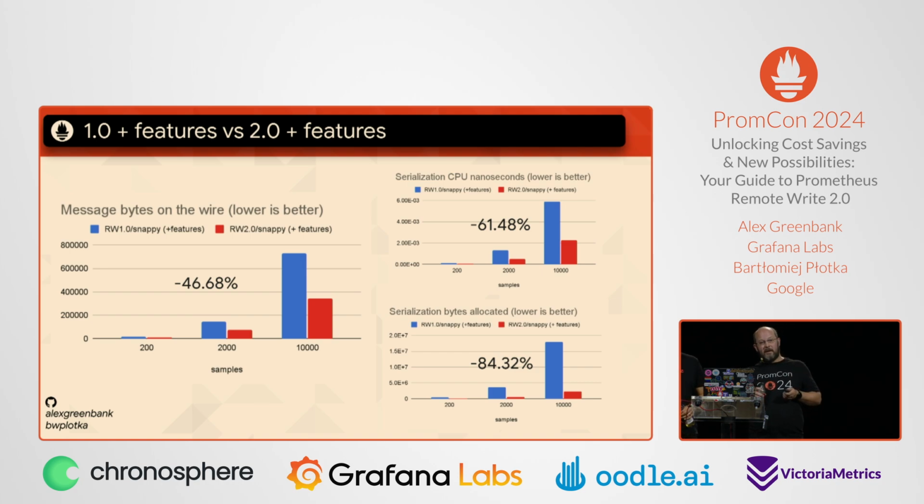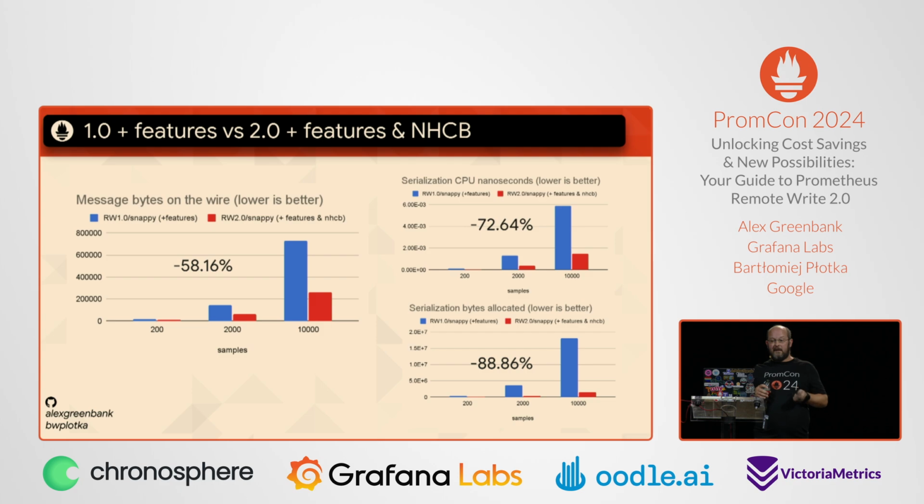We've got one more thing we can enable. If we turn on native histograms with custom buckets, it gets even better. More than 50% reduction in payload size, over 70% reduction in serialization CPU time, and a nearly 90% reduction in memory allocations during serialization. Can I add one more thing?